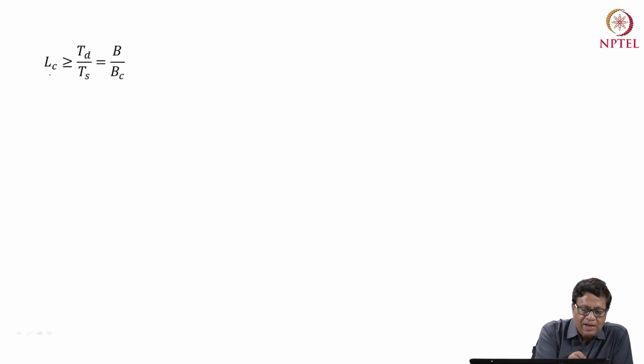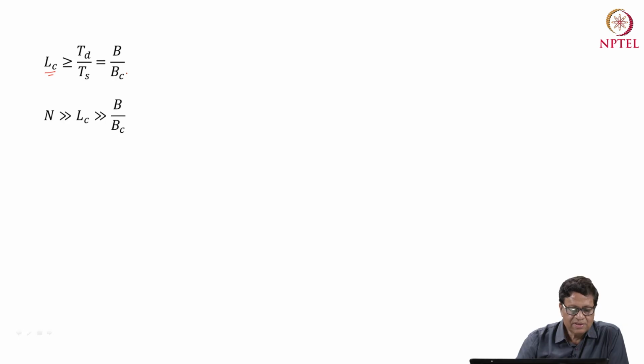So L becomes, from the earlier equations, TD greater than TD by TS, and TD by TS is nothing but B by BC. So this gives me N should be greater than L, should be greater than B by BC. Or the BC should be greater than B by N.